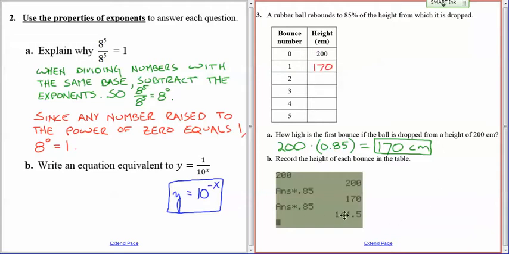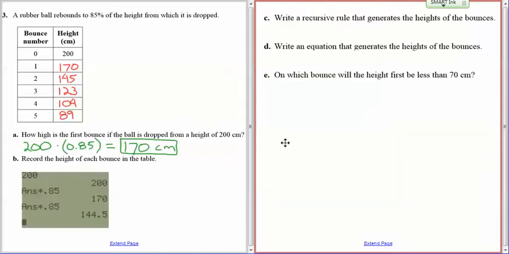And 170 times 0.85 is 144.5. I rounded it to 145. You hit enter again. 145 times 0.85, and so on. These are all rounded values, but on this recursive formula, I just kept hitting enter a few more times, which actually is what is being asked of us here on C.